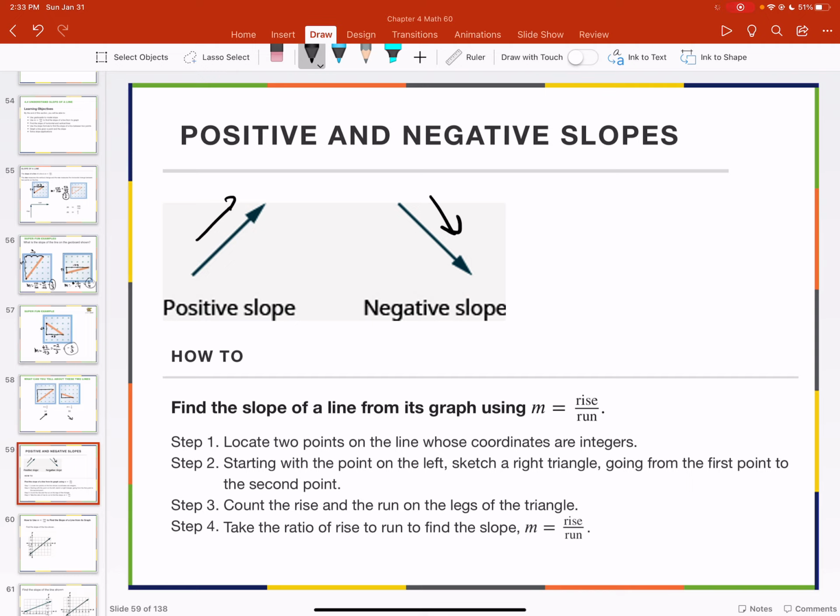So we can sketch a right triangle. How is one way to find the slope from its graph? We locate 2 points whose coordinates are integers. What does that mean? If you have 2 points, it means the point lands exactly on the intersection of 2 integers. Then we start with the point on the left. We sketch a right triangle going from the first to the second, and we count the rise and the run, and then we use this ratio, rise over run.